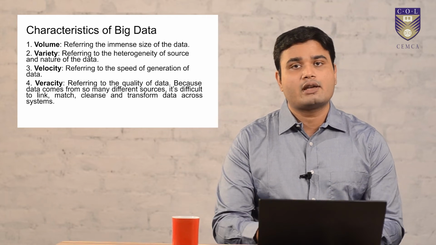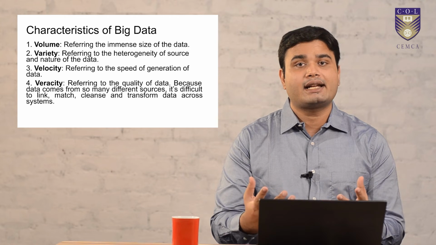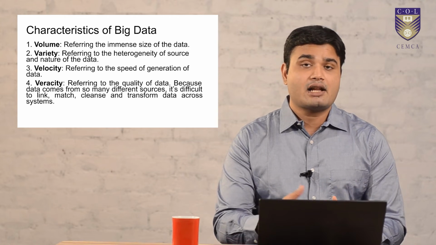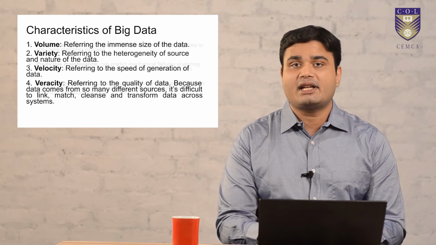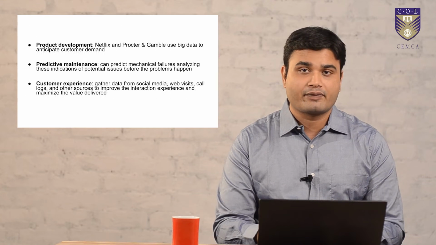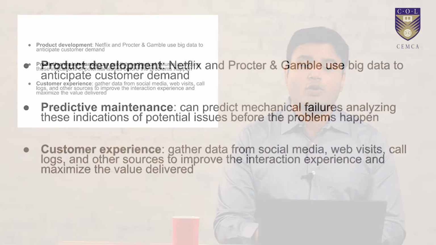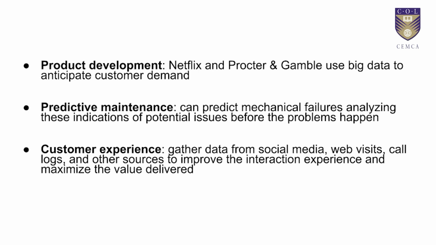Now, why are we talking about big data? Let's see where big data is actually applied. Nowadays, big data finds application in a numerous number of fields. One of them is product development. Netflix and Procter & Gamble use big data to anticipate customer demand. This is an immense benefit for the business, so that they can prevent any stock-outs and do not miss out on any unfulfilled demand from the customer.